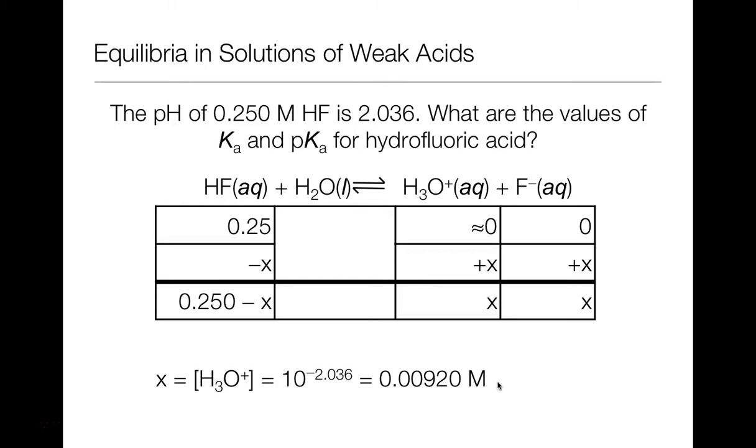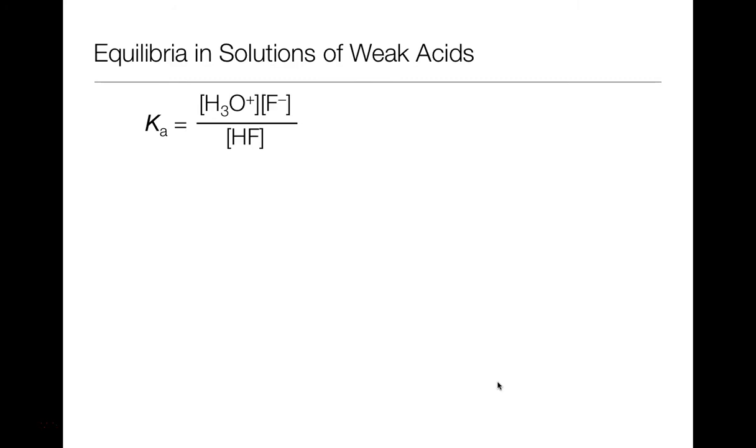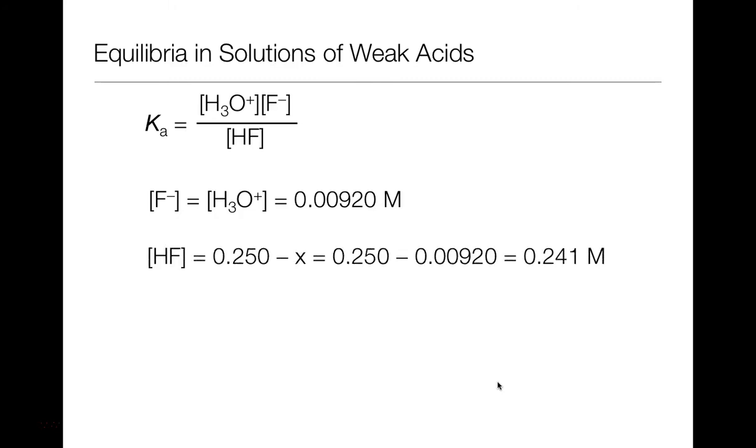So now we have enough information, we can plug into our Ka expression, and then we can directly solve for Ka, and then we can apply the negative log of that to solve for our pKa. So let's do that. The Ka specifically for hydrofluoric acid reacting with water is going to be hydronium times the conjugate base, so F minus, divided by the protonated HF. We saw that X before equaled 0.00920. We said that was equal to the concentration of hydronium. It was also equal to the variable X, which is also equal to the concentration of fluoride. So right now we have the numerator all taken care of.